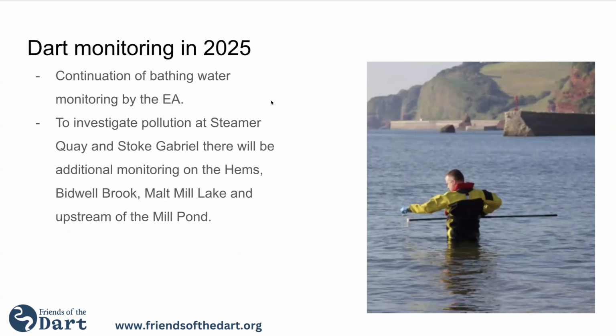Okay, so as I mentioned there, the Environment Agency has launched an investigation that will start, I believe, in May. They will be focusing that around the problems at Steamer Quay and Stoke Gabriel, driven by the unsatisfactory results that we've highlighted already. But they're also going to be looking at the Hems, Bidwell Brook, Malt Mill Lake, and upstream of Mill Pond. So we will also be looking at those same areas, but we're going to probably add some additional tributaries onto that. So these are some of the additional places that we'll be starting to look at.